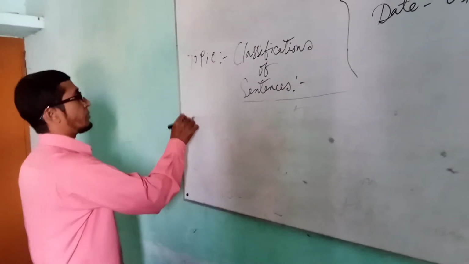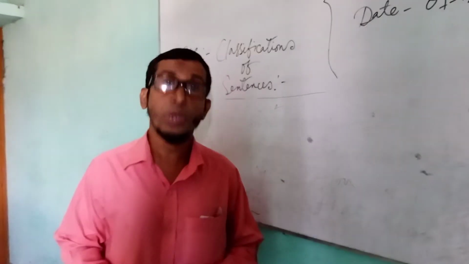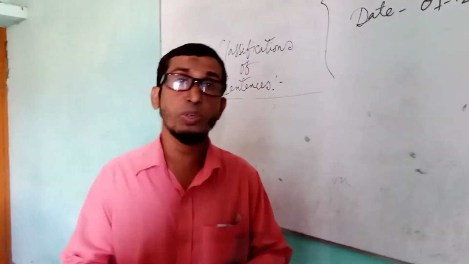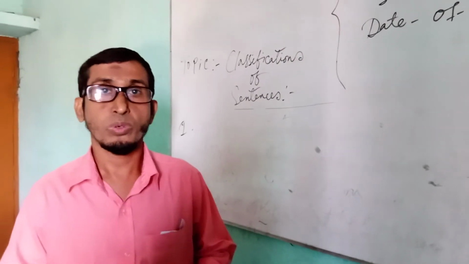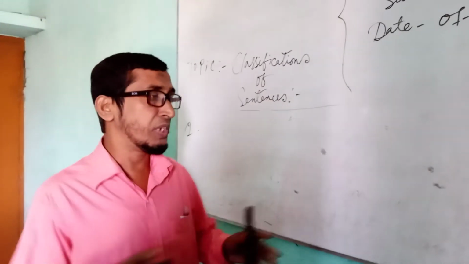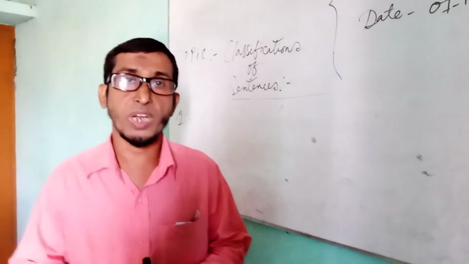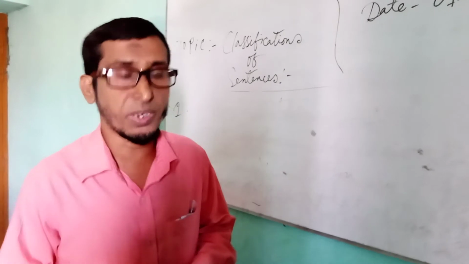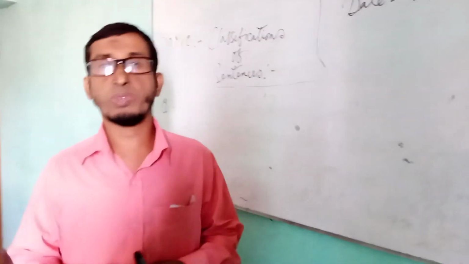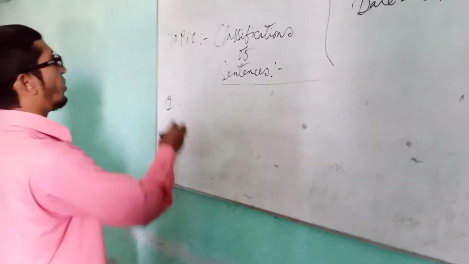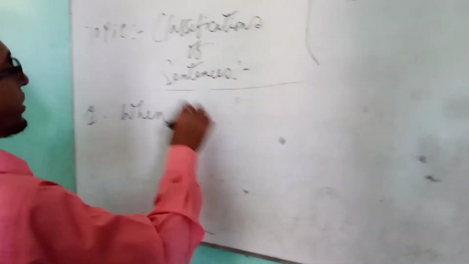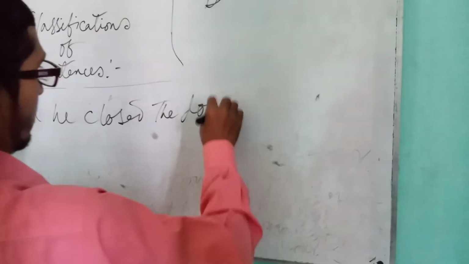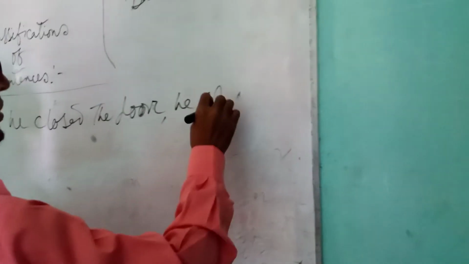Rule number 1. If the complex sentence starts with when and there is an indication of time, and if you want to make it a simple sentence, then we have to withdraw when plus subject, and instead of when plus subject we have to start the simple sentence with a present participle, verb plus ing, and the rest of the sentence will remain intact. For example, when he closed the door, he started reading.